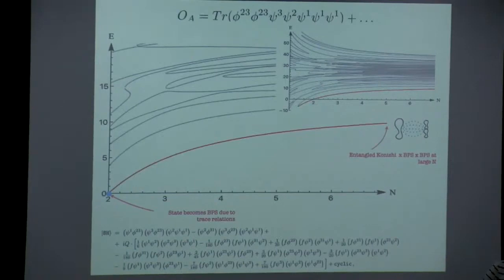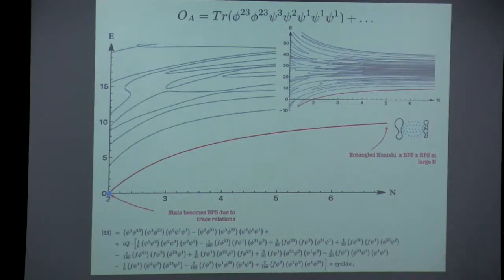It's a very small black hole. It's a black molecule. It has 7 atoms. And this would be the simplest possible black hole. This would be a very quantum 1 over 16th BPS black hole that happens at n equals 2.